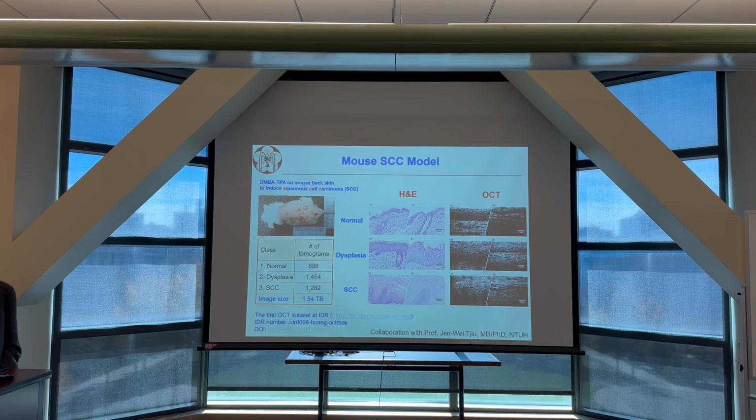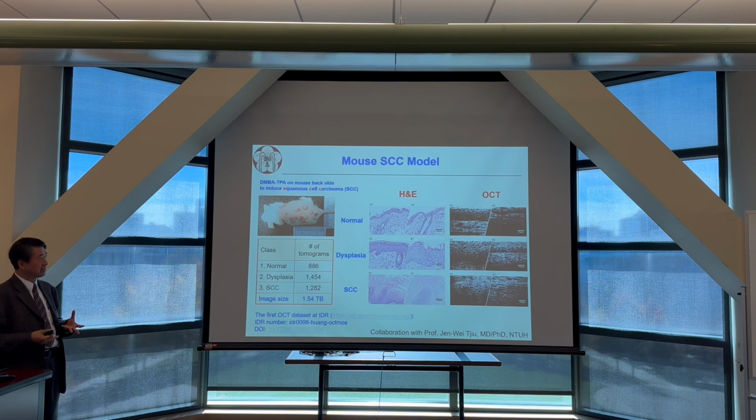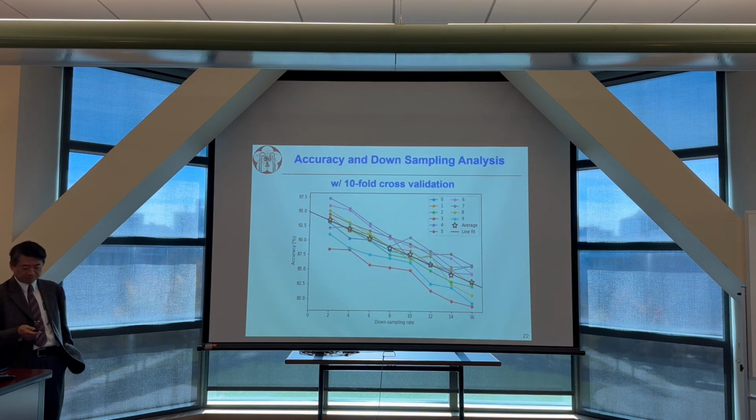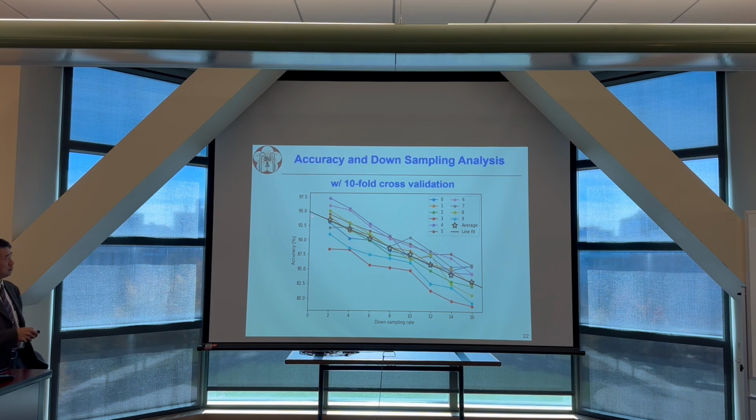Okay. So basically, with this big data, the first thing we want to do is to classify, using OCT, whether the imaging is associated with a normal skin or with a dysplasia skin or with a SCC skin. Okay. So as you can see here, we can achieve more than 90% of accuracy.